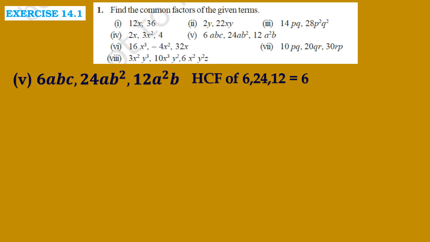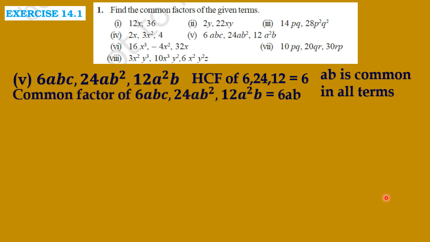Now look into the variable term. A is there everywhere. B is also there. C is not there. So for A and B we can take the smallest power. So A we can take, B we can take. So AB is common in all terms. So the common factor is 6AB.